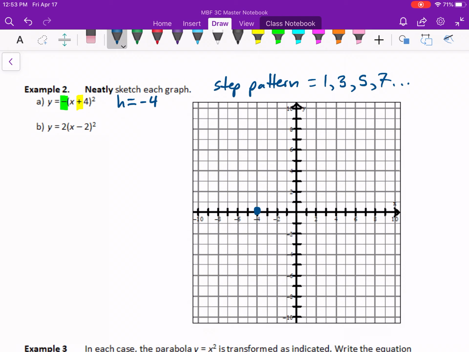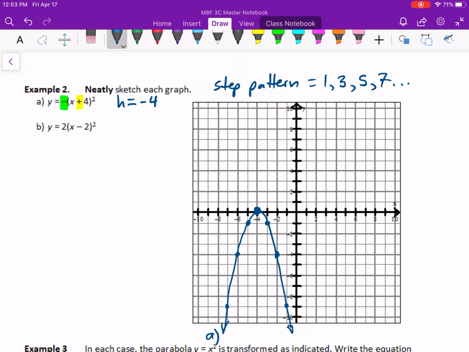So I'll go 1 over and down 1. Then my next step will be over 1 and down 3. Then my next step is over 1, down 5. My next step would be over 1, down 7, but I don't have any more room. Then it's symmetrical, so I'm just going to make a mirror image of those points to complete my U shape, and this was part A. There we have the graph.